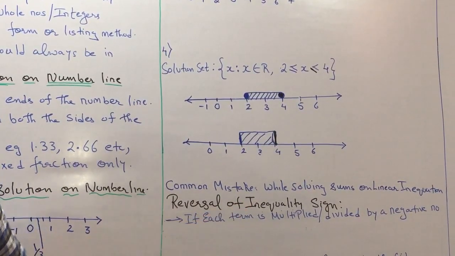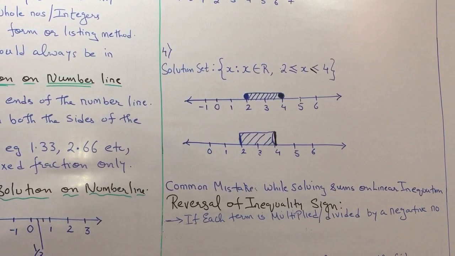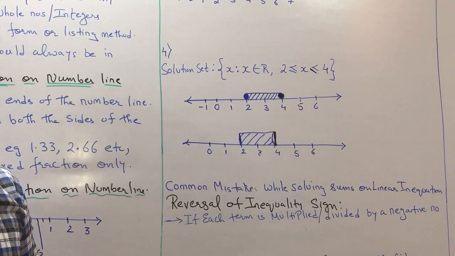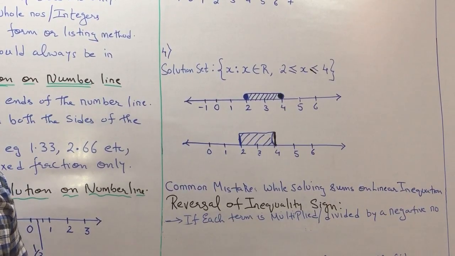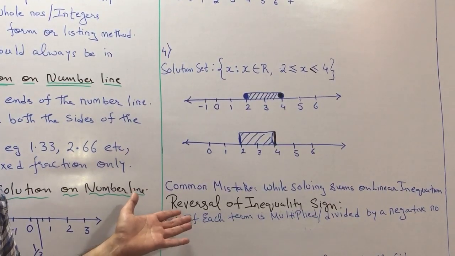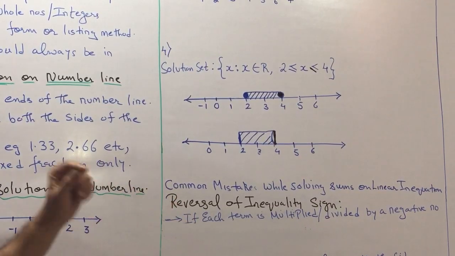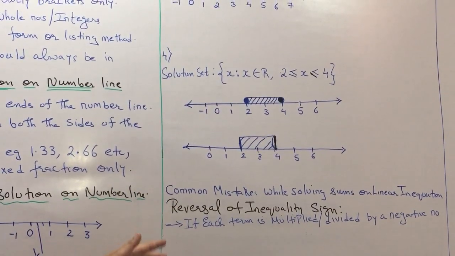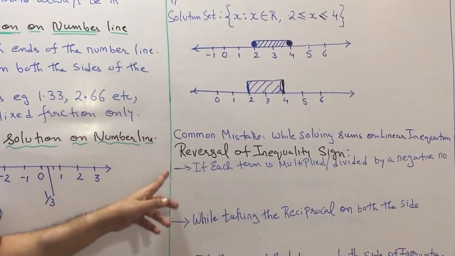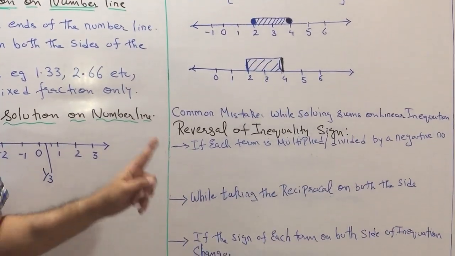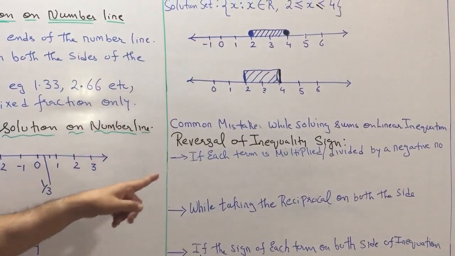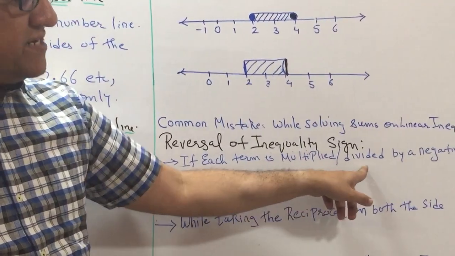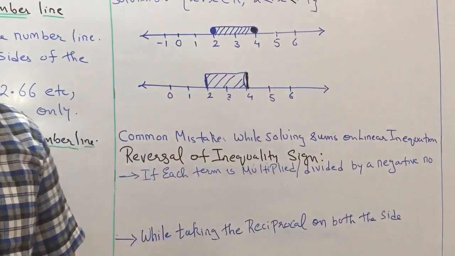Reversal of inequality sign. Students sometimes fail to do this, maybe due to stress or silly mistakes. Where we need to change the inequality sign, there are three pointers: if you have any one of these, then your inequality sign changes. What are those? If each term is multiplied or divided by a negative number.